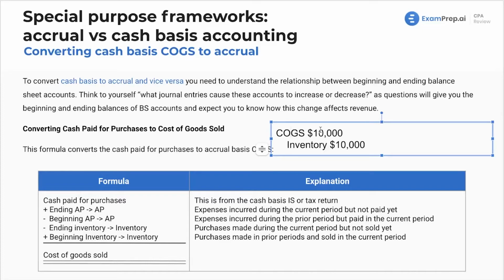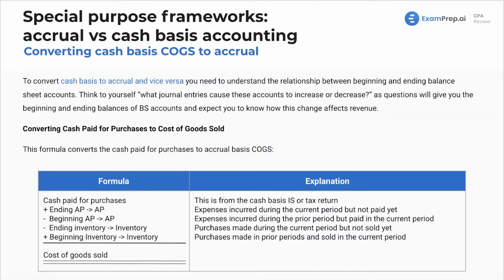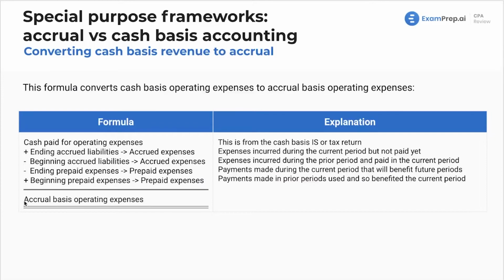Now, yes, obviously there's a bunch of transactions throughout the year that make it so that the ending AP is greater than the beginning AP. But what's the overall net effect on the journal entry, right? Like overall, you're going to have a net journal entry.